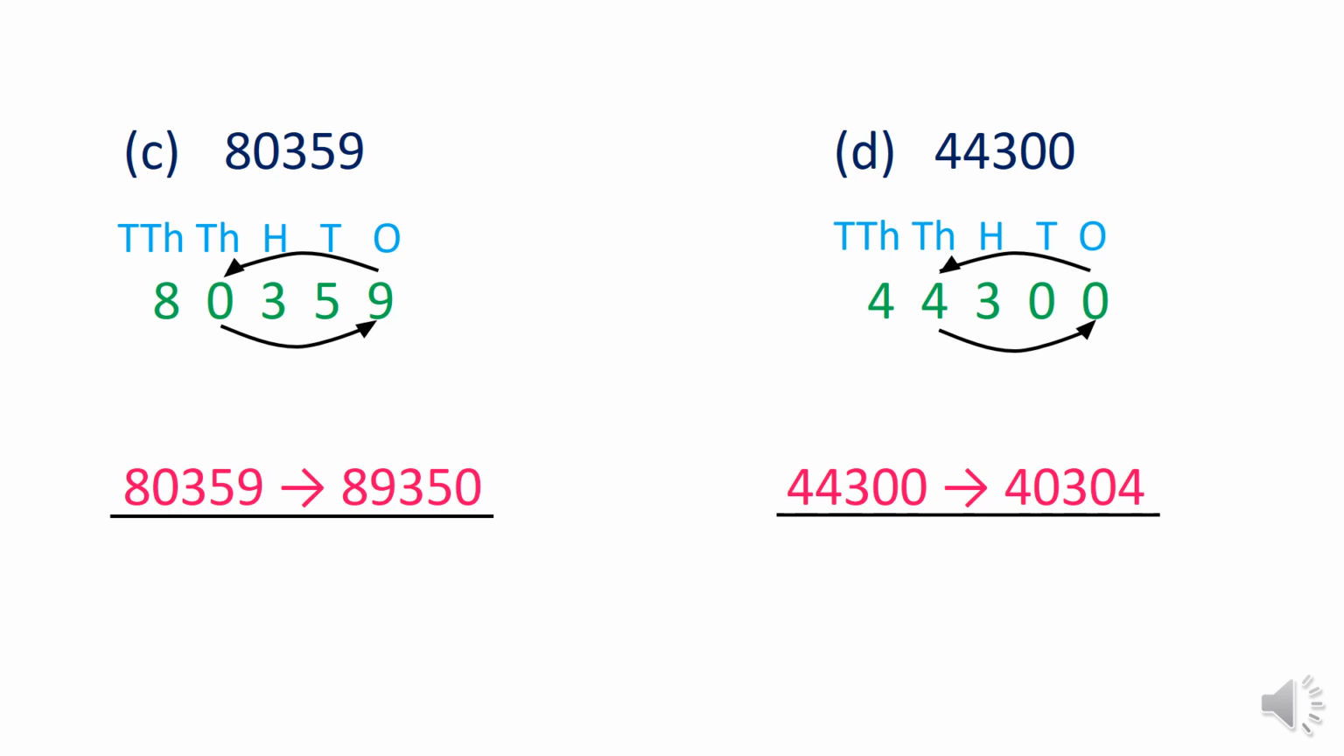So, for getting the answer, interchange the digits. That is, write 9 in the thousands place and write 0 in the ones place. So the number 80,359 becomes 89,350. So the answer is 89,350. One more question is remaining. Do that as homework.